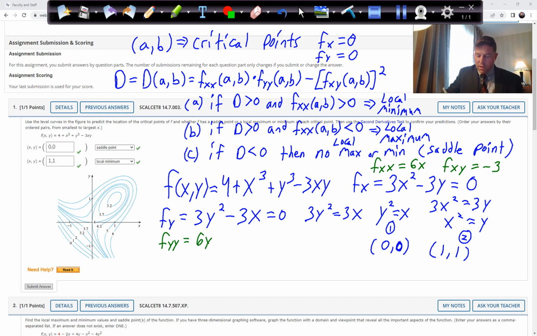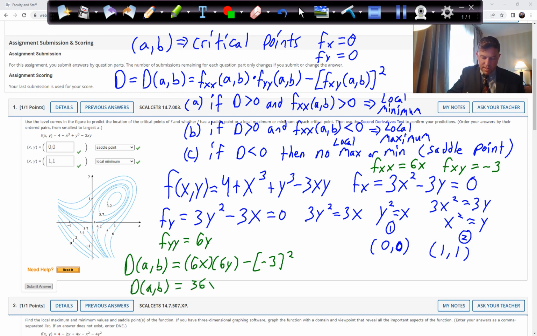We could plug in our numbers right now, but I prefer to use letters until the very end, and then we can solve. So the second derivative test at any point (a, b) is going to equal fxx at (a, b), so fxx is 6x, times fyy, which is 6y, minus fxy squared. fxy is negative 3, but we're squaring it. So the second derivative test at any point we want to test should be 36xy, minus 3 squared is 9, but it's a minus in front, so minus 9.